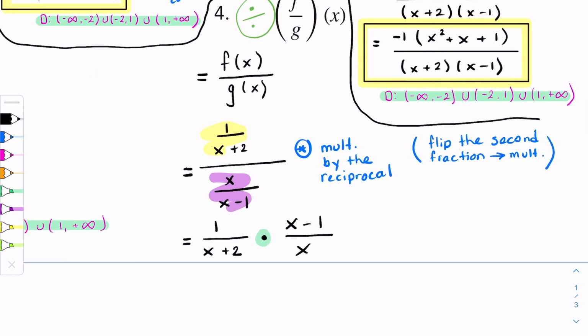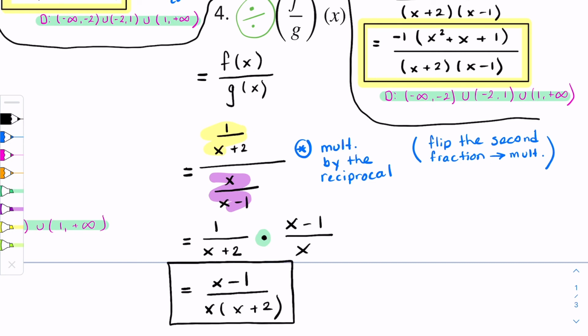Now that we have multiplication, you multiply straight across. You multiply your numerators, you multiply your denominators. Our numerator becomes x minus 1, and our denominator is x times x plus 2. Once again, for the last time, if you can factor, please do that. Eliminate common factors. In all 4 of these examples, you cannot factor, so that is your final answer.